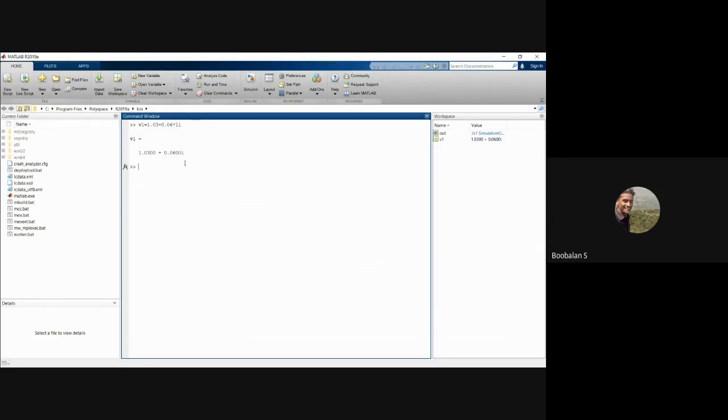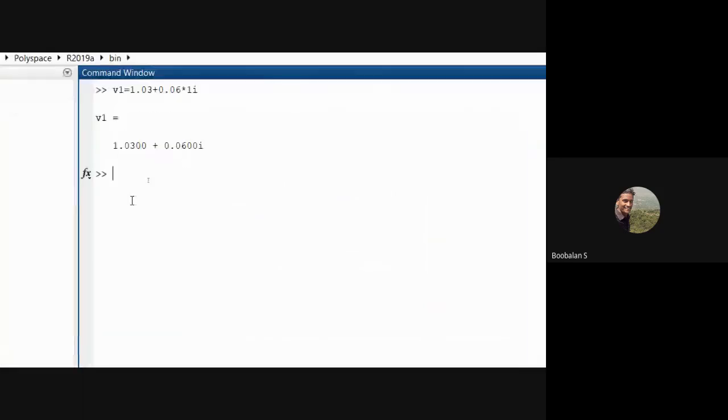So how do we calculate the angle? We use a simple code: angle of V1. That's all, it's a simple command. In MATLAB everything comes in the form of radians, so instead of degrees we need a small conversion. We need to multiply by 180 degrees divided by 3.14.